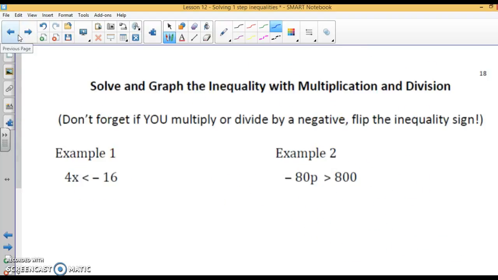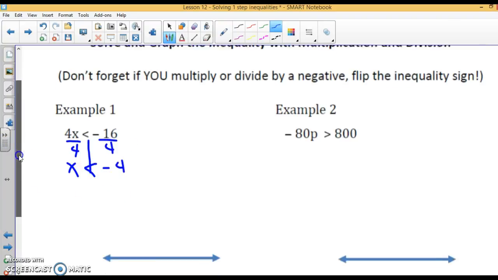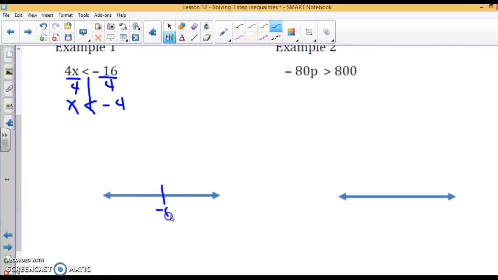All right, now, let's look at some examples. We are on page number 18 in your notes. All right, let's solve. So in this one, I divide both sides by 4. So I have x is, I've divided by a positive 4, so I do not switch the inequality. X is less than -4. Even though my answer is negative, I divided both sides by a positive, so I don't switch it. So let's draw our graph. We're going to have an open circle, less than is to the left, because x is less than -4.